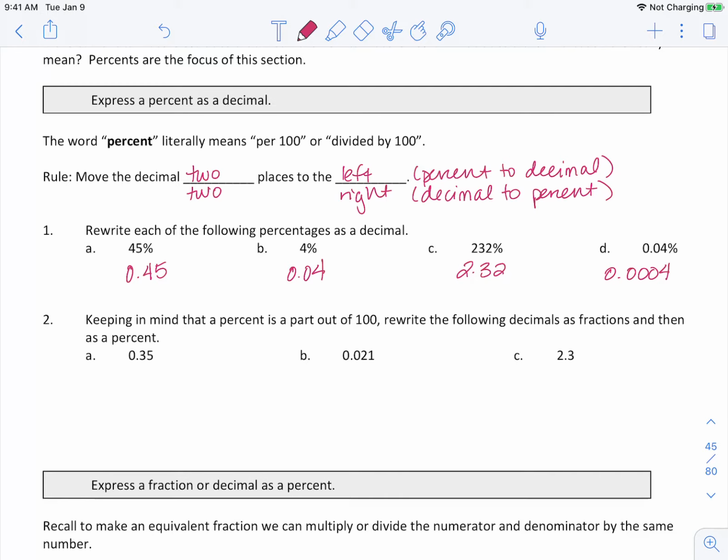Keeping in mind that percent is a part out of 100, now we're going to rewrite the following decimals as fractions and then as a percent. So 0.35, this is 35 out of 100, or 35%. 0.021, this is 21 over 1,000, or 2.1%. And 2.3, this is like 23 out of 10, which is 230%.